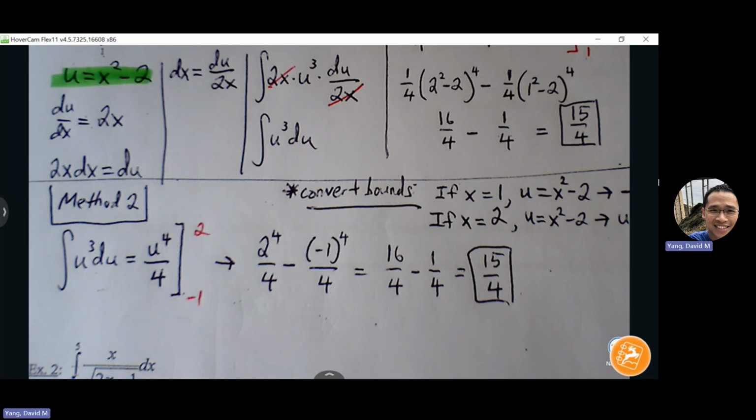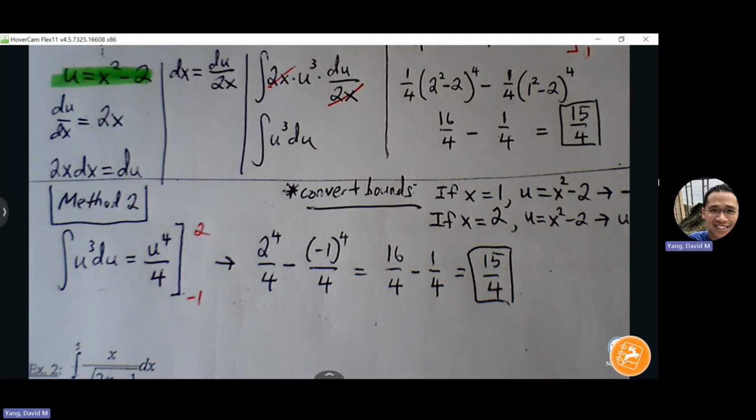Now, having said that, there is one other method that we cannot do. And this is a trap that a lot of students fall into. They get to this stage, u to the fourth over 4, and they say, well, I basically have my answer. I'm just going to plug in the bounds as I see it. I know that you can't use the original bounds because there's a mismatch. Now, I know that if you work it out this way, it's still going to end up giving you the same answer, but that's just more of a coincidence.